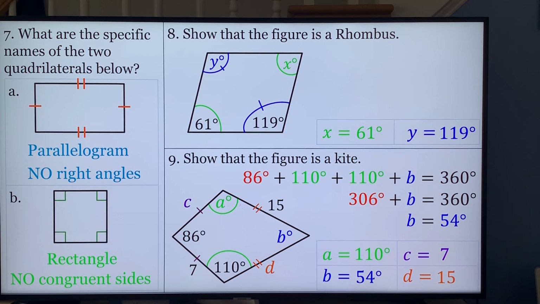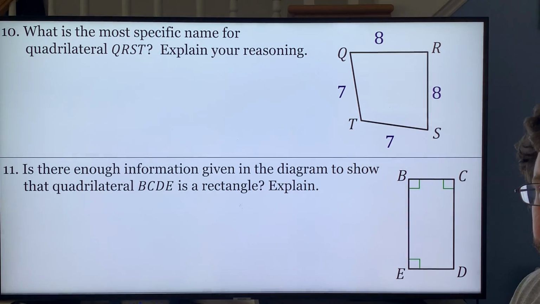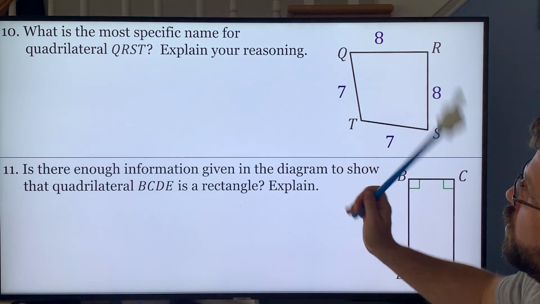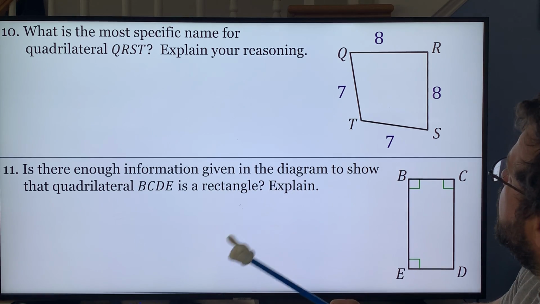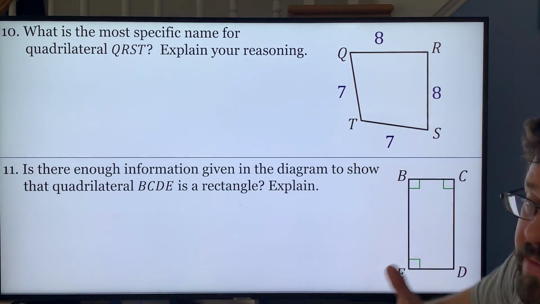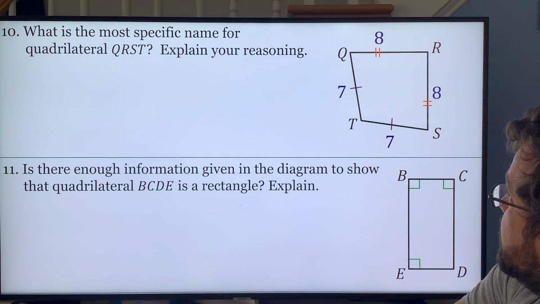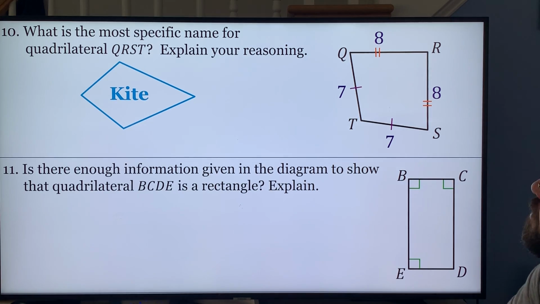Any question on number 9? Nope. Awesome. Number 10. 11. Go. What's the most specific name for this quadrilateral? Adjacent sides are equal, so there's only one answer you could have, and that answer is A. You've got adjacent sides congruent. It is a kite.